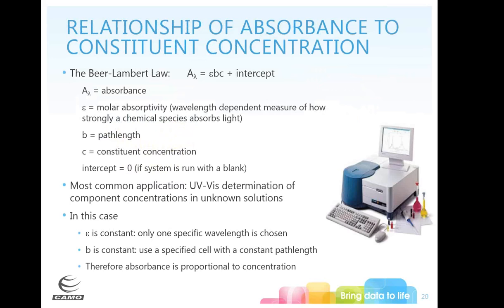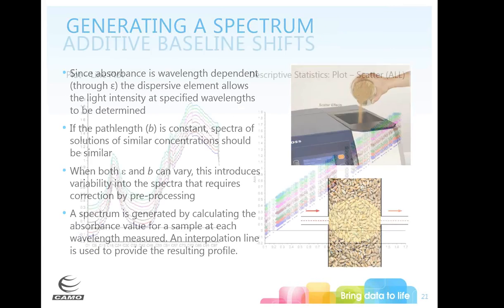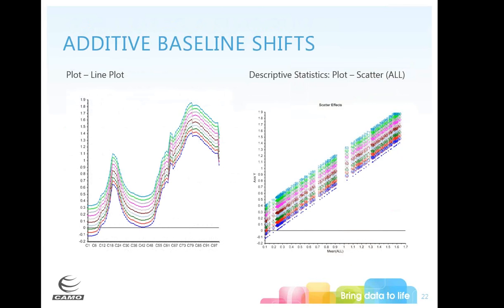We don't really need to talk about this. It's just the relationship between absorbance and your concentration. So because our absorbance is wavelength dependent, dispersive elements can allow the lights at different wavelengths to be determined, right? We do our best to keep that path length constant. Solutions of similar concentrations should be similar. Now, it does get tricky when you get into solid data. As I said, you have more issues with that scattering. Okay? So, how do we start looking at this?